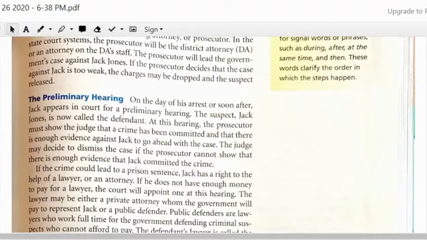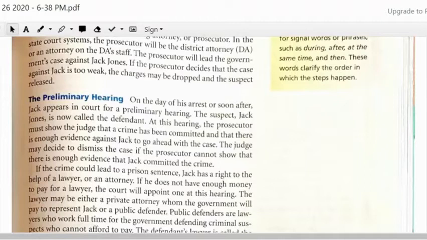The suspect, Jack Jones, is now called the defendant. At this hearing, the prosecutor must show the judge that a crime has been committed and that there is enough evidence against Jack to go ahead with the case. The judge may decide to dismiss the case if the prosecutor cannot show that there is enough evidence that Jack committed the crime. If the crime could lead to a prison sentence, Jack has a right to the help of a lawyer or an attorney.